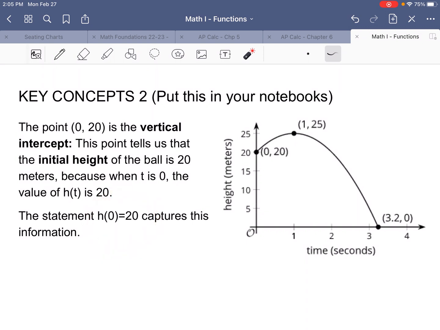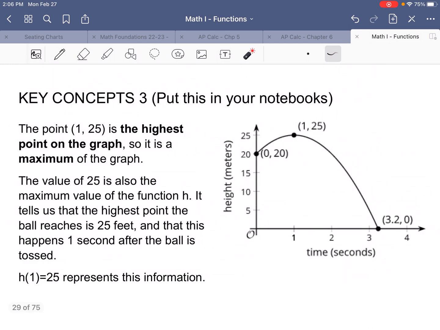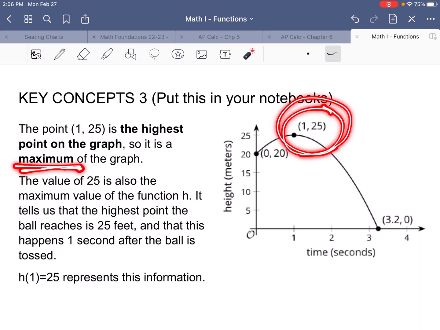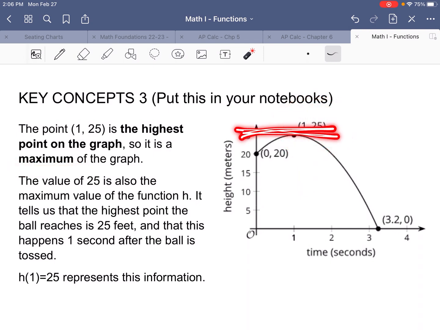So what that's saying is that for my height function, which is a function of time, after 0 seconds, the object was 20 meters off the ground. Starting point. Second thing, highest point on the graph, also known as a maximum value. This right here tells me that after 1 second, it hit a height of 25 meters. And since that's the highest my graph goes, that is the maximum height the object reaches.